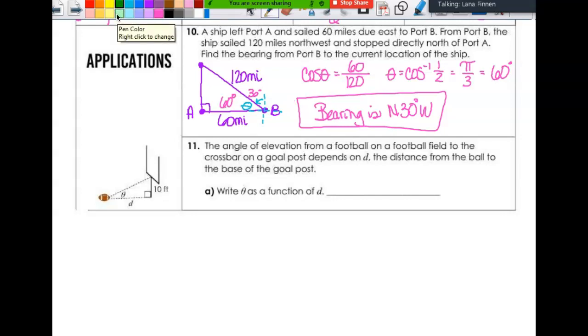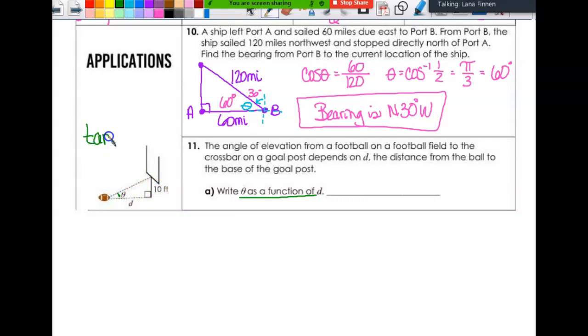So then let's look at 11. 11 says the angle of elevation from a football on the football field to the crossbar on the goalpost depends on d, the distance from the ball to the base of the goalpost. Write theta as a function of d. So that means I'm going to have a theta equals something. So I have to make some sense of this. Here's my angle. I have the adjacent side and I have the opposite side, and I have a right triangle again. So opposite and adjacent is tangent.